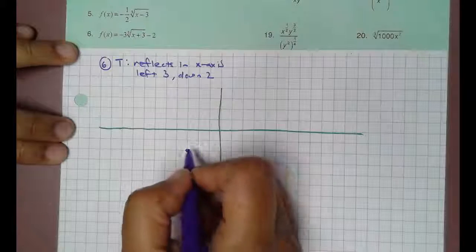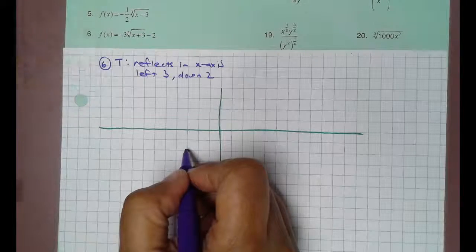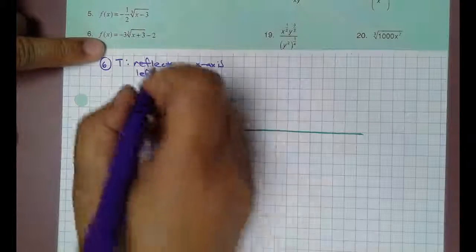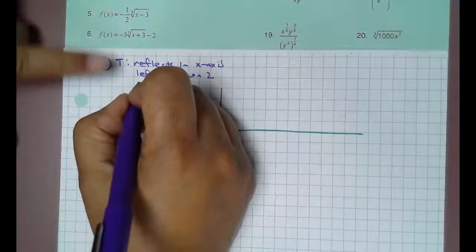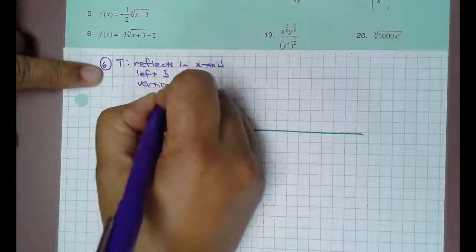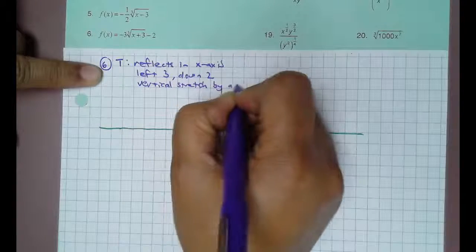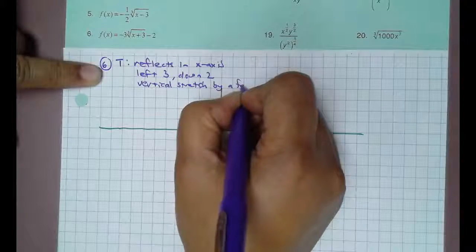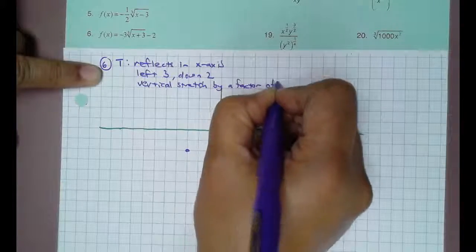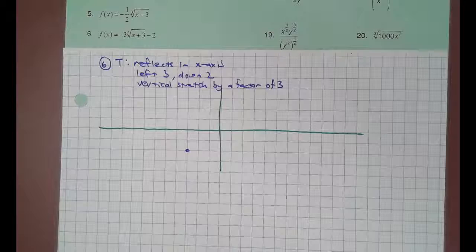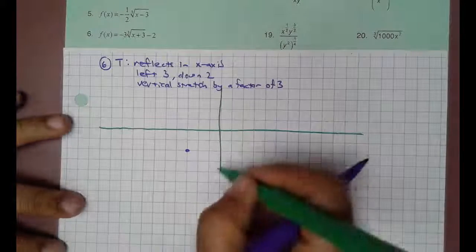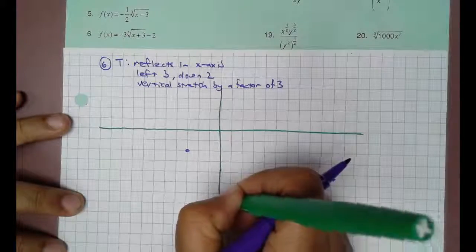From there, we are going to have, oh, I forgot to put the 3 there. Sorry, guys. There's also going to be a vertical stretch. Vertical stretch by a factor of 3. So we're going to go up and down 3 times our y value.